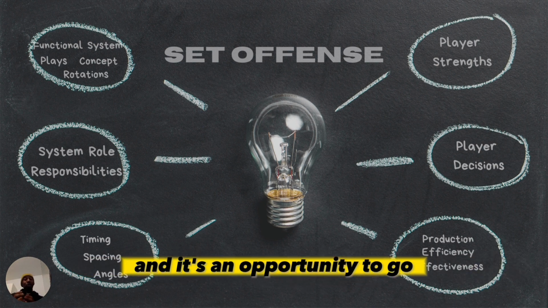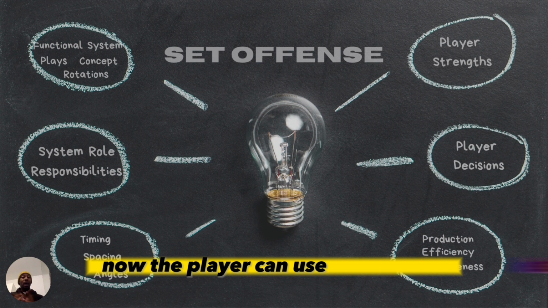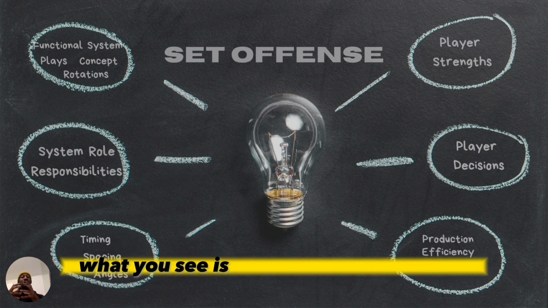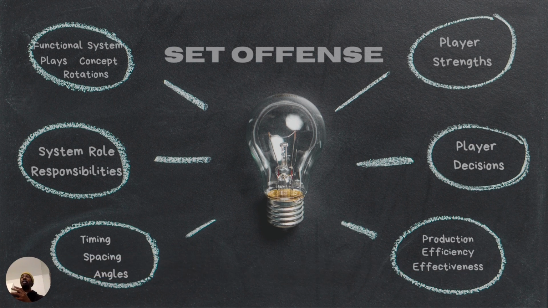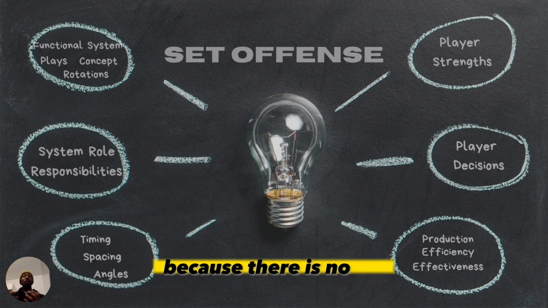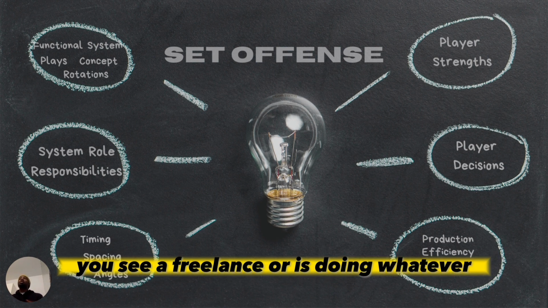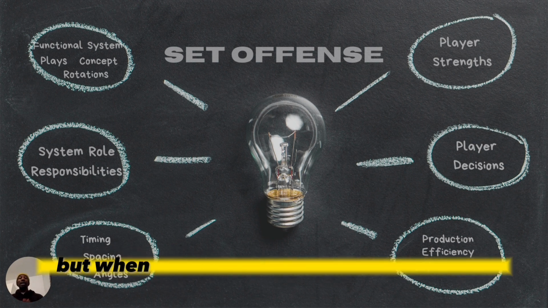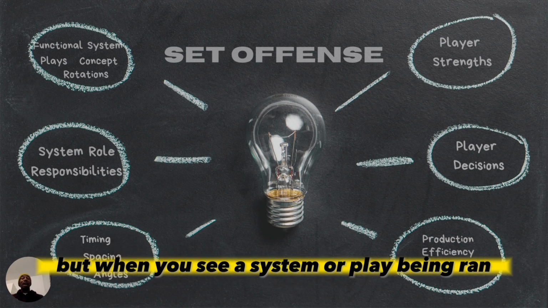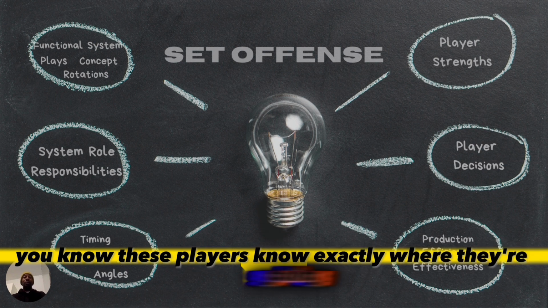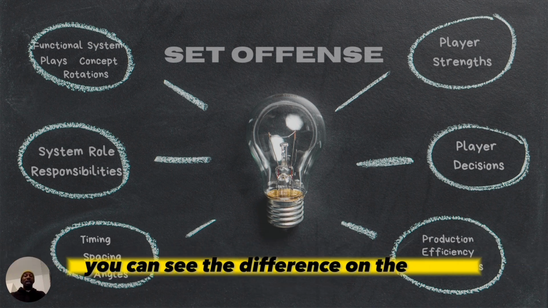And it's an opportunity to go. Now the player can use less. Instead, what you see is players having to create the opportunity because there is no set. You see freelance players doing whatever, like you don't know what they're doing, but when you see a system or a play being run, you know these players know exactly where they're going. You can see the difference on the court.